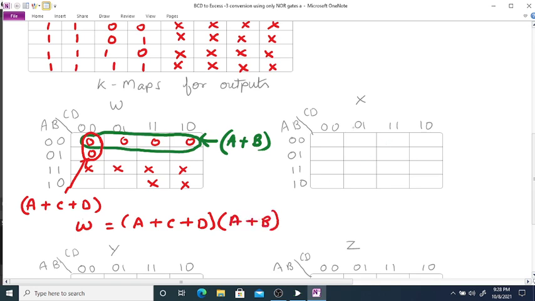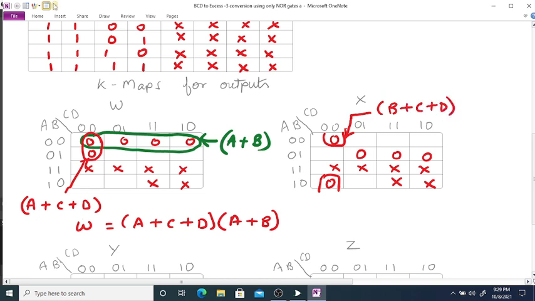Now, we will see the K map for X. So, for X we will get 0, 0, 0, 0, here it will be 0 and we will have don't care conditions over here. If we group these zeros, we will get a pair over here. This pair is represented by B plus C plus D.